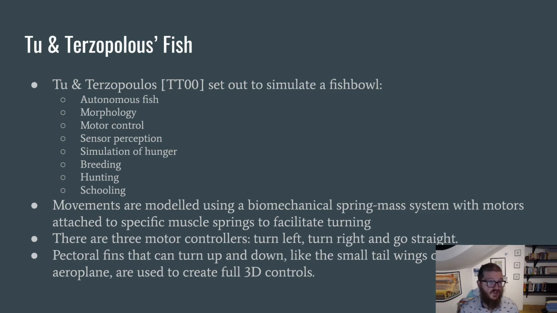The movements of the fish themselves are modeled using a biomechanical spring mass system with motors attached to specific muscle springs to facilitate turning. There are 3 motor controllers: turn left, turn right, or go straight. Pectoral fins that can turn up and down, like the small tailed wings on the back of an airplane, are used to create full 3D controls.